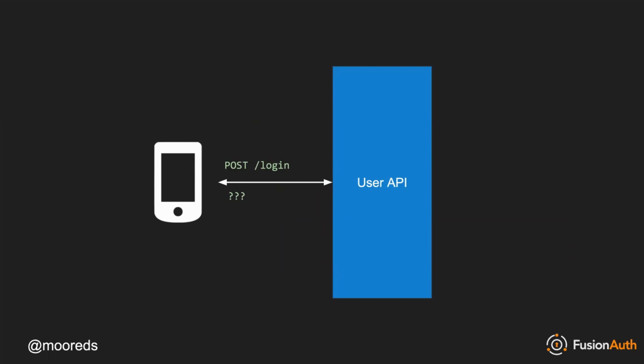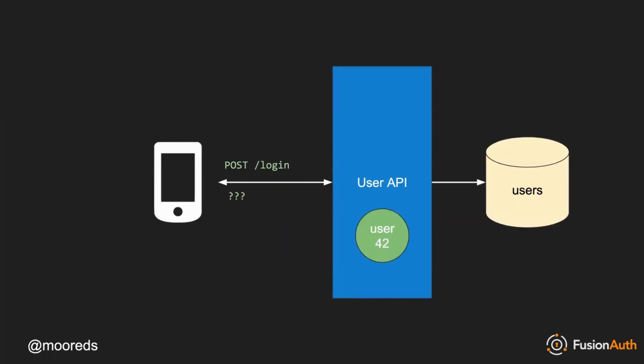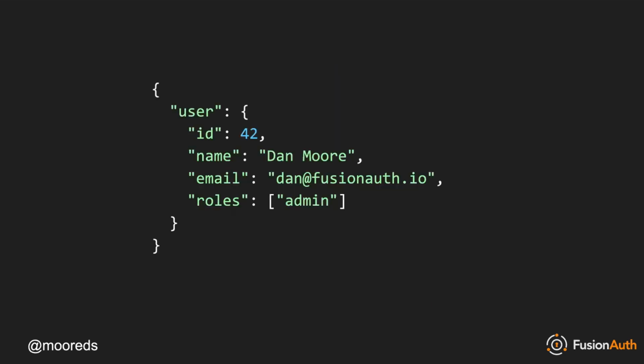display their to-dos. So the client's going to post credentials to the user API, which is going to validate them, make sure that the password is correct. Typically it's a username and password. It could be something else, but validate that the credentials are correct, and then look up the user information and pass that data back to the client.